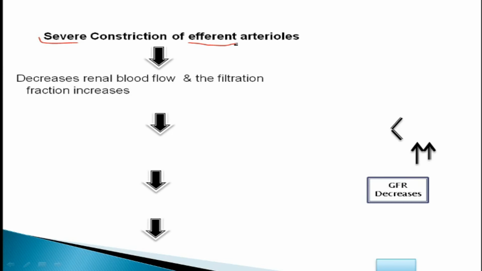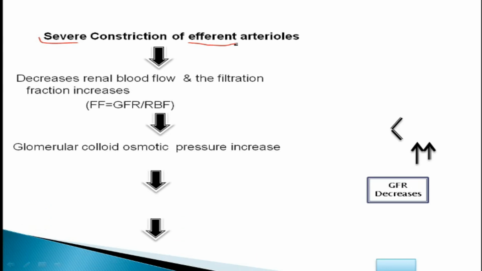Filtration fraction is the fraction of plasma which is filtered per unit time. With the increase in the filtration fraction, whatever fluid can filter across the glomerulus will be filtered out, thus leaving just the proteins inside the glomerular capillary towards its efferent end and raising the glomerular colloid pressure. Just remember this, it is very important to understand. You can go through it again and again.